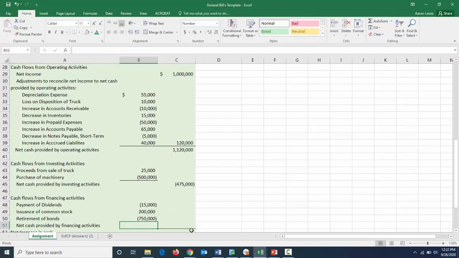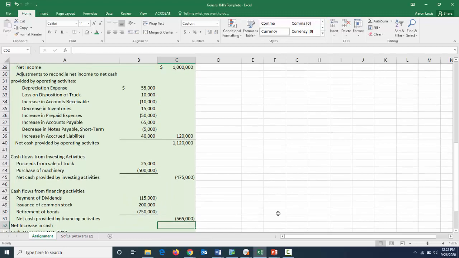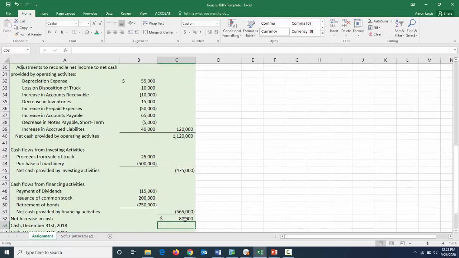And in total, the amount of cash that we used for financing activities is negative $565,000. So we have our three sections. We have operating, investing, and financing. Well, we've got to find our net increase in cash right now. We can do that by just adding together the sum of our three different sections. It's not all of the numbers in your right hand column. It is just the total amount you have from operating, investing, and financing. And with that, we see we have an increase in cash of $80,000.